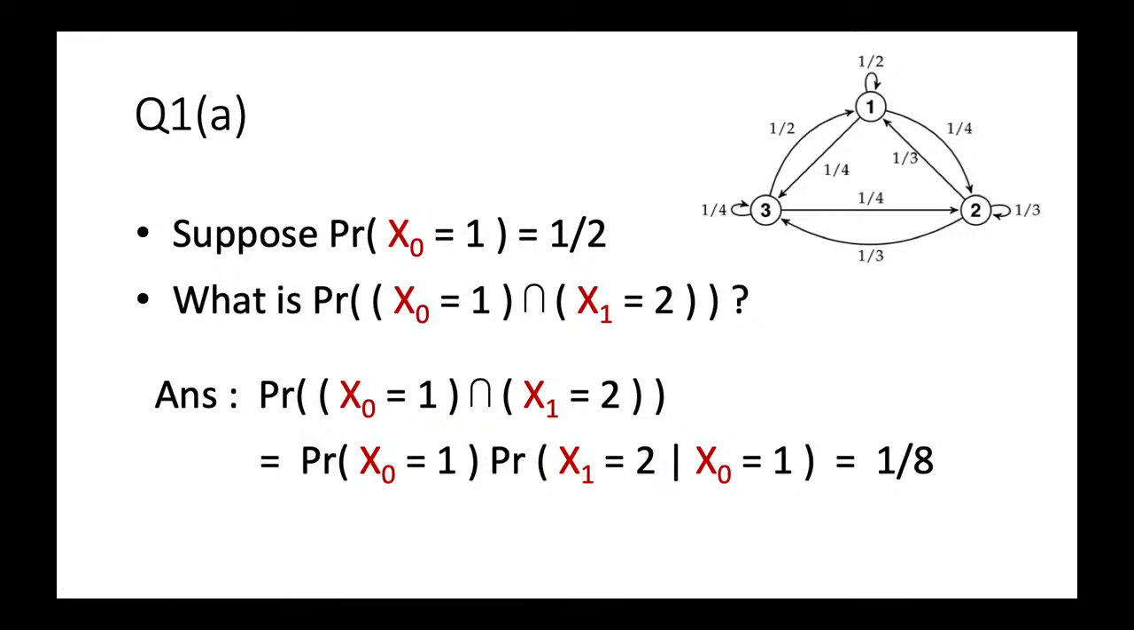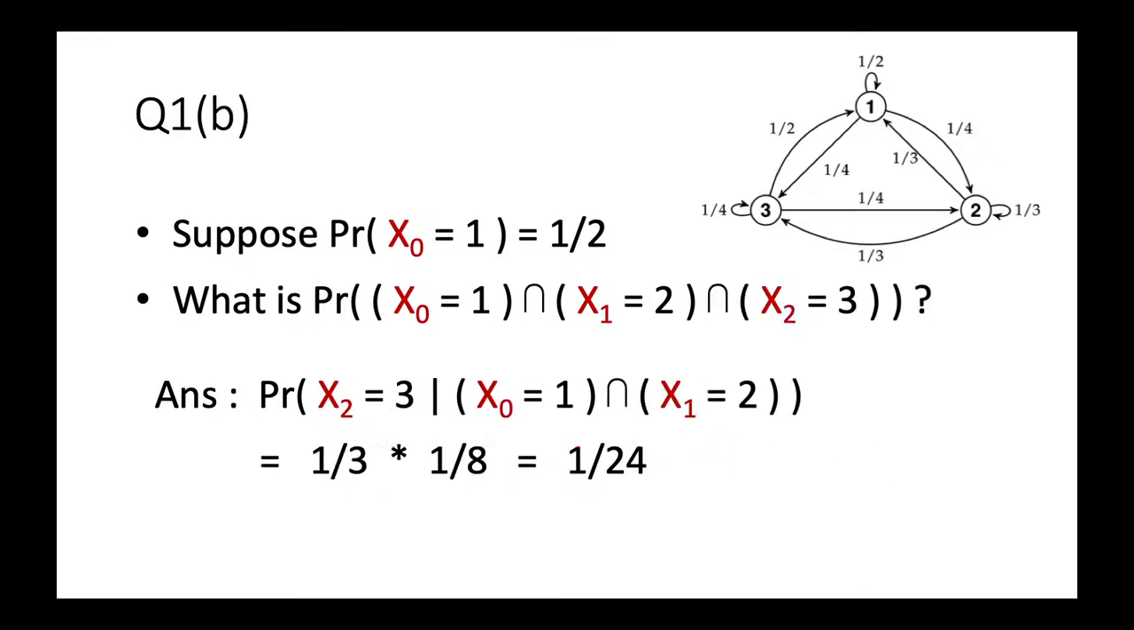And if we want to argue this formally, then we can use conditional probability. This probability can be computed as the probability of x0 is equal to 1, which is known, multiplied by the probability of x1 is equal to 2, given that x0 is equal to 1. Given x0 is equal to 1, the chance that x1 is equal to 2 will be this 1/4 from this graph. So the answer is 1/2 times 1/4, which is equal to 1/8.